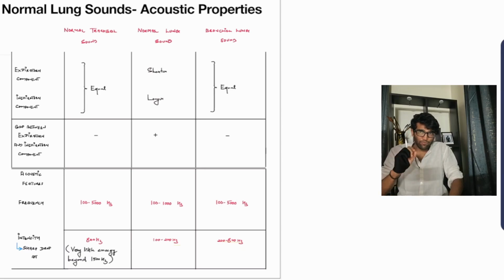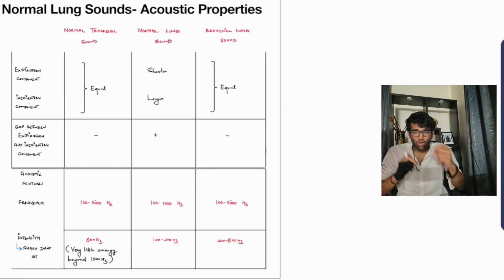The intensity of sound, now because we are auscultating right over the trachea, when you're auscultating a normal tracheal sound, the intensity is maximum at the median frequency, the highest amplitude of the sound. Okay, the loudness of the sound is maximum at around 800 hertz. And actually most of the energy is concentrated between around 100 to 1500 hertz. So that is how the normal tracheal sound is.